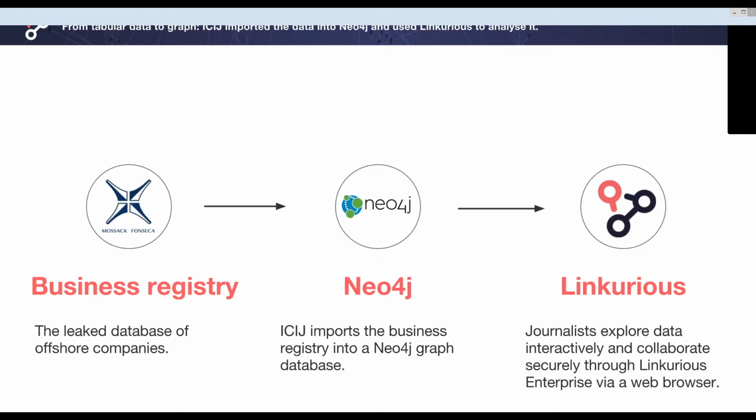And for that, they used Linkurious Enterprise as a way to make the data available throughout the world to the journalists. So here is a very simple picture which explains the steps that ICIJ took to go from tabular data into a graph intelligence platform like Linkurious.